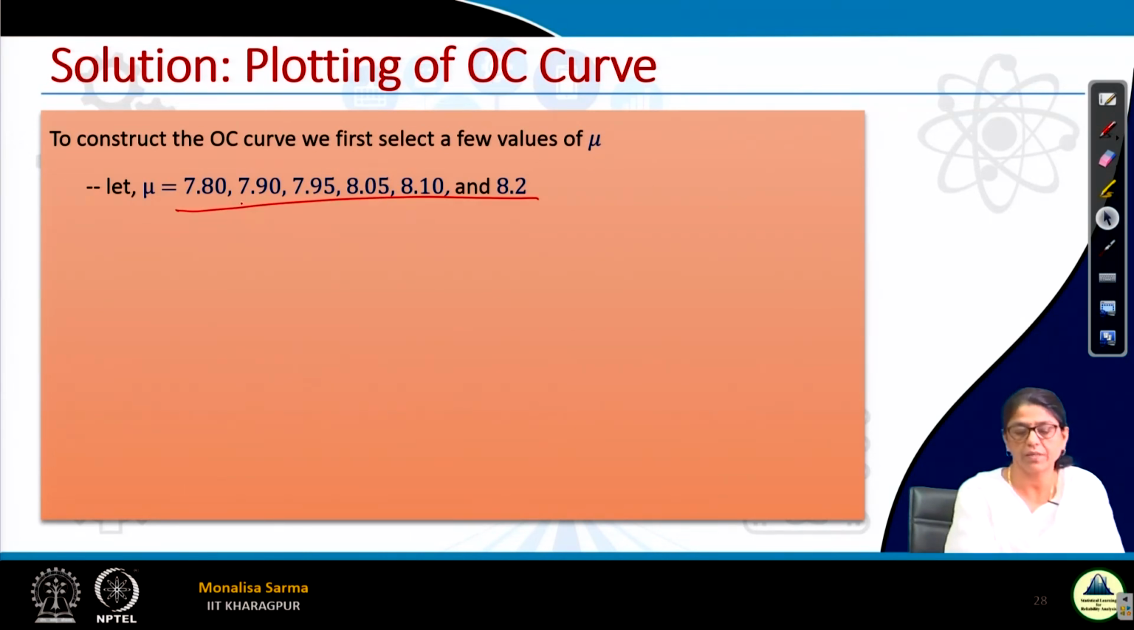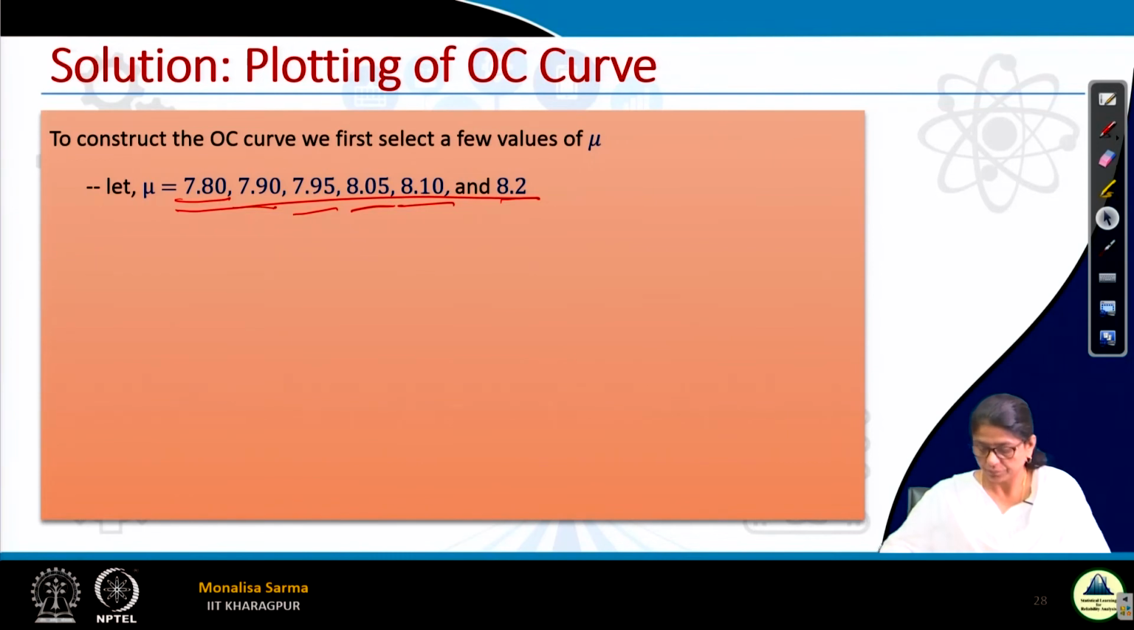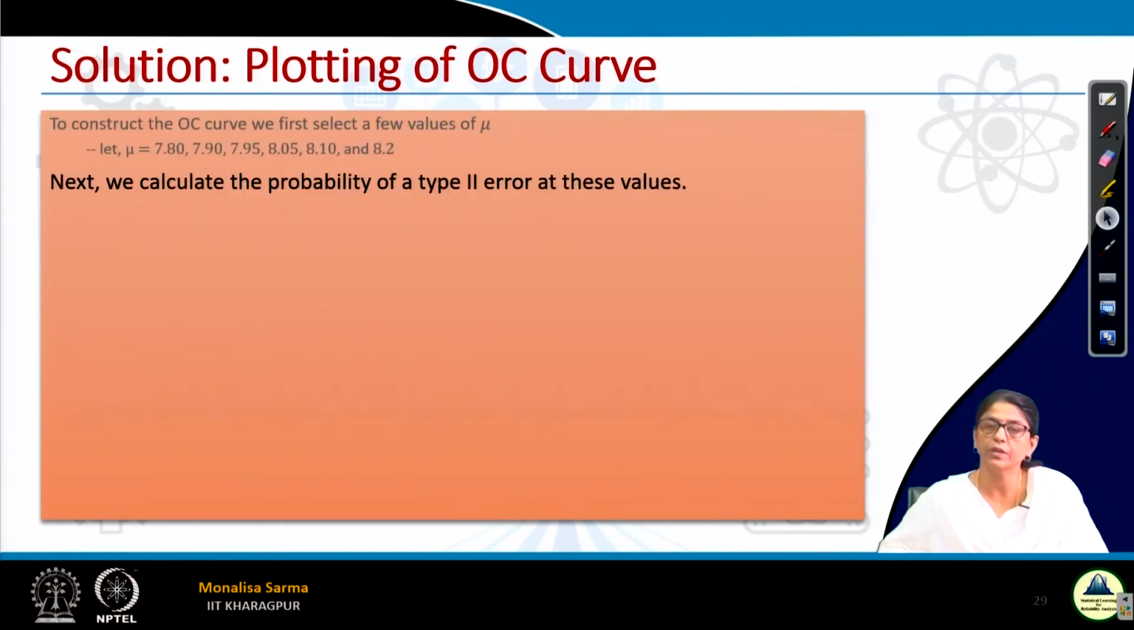So for different values, we have taken some representative values. What have we taken? See here, we have taken 7.80, and this side we have taken 8.20. We have taken symmetric values on both sides. So we have taken 7.90, 8.1, 7.95, 8.05. Okay, so now we have to calculate the type 2 probability.